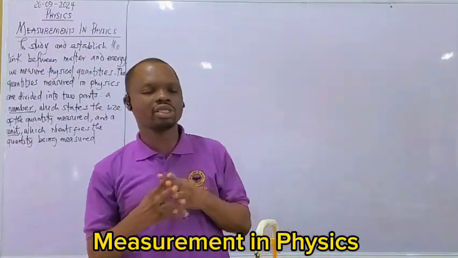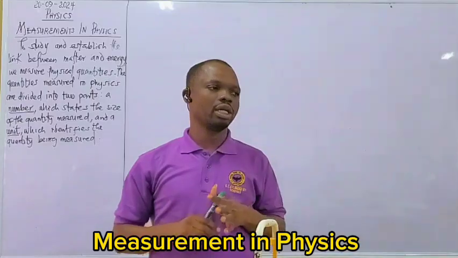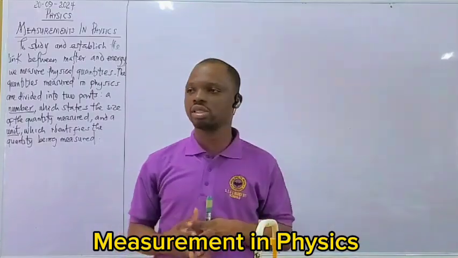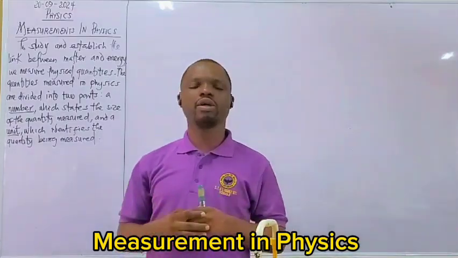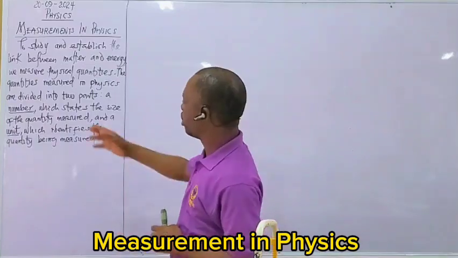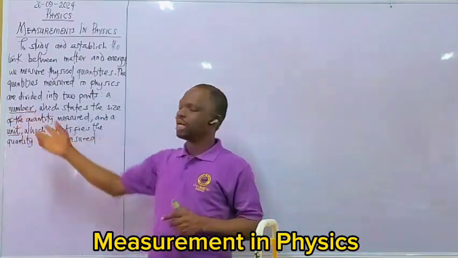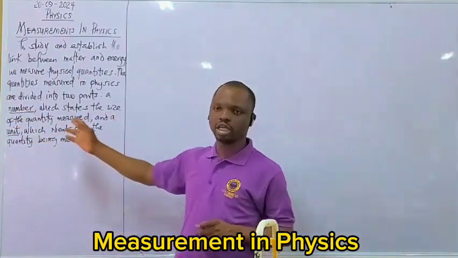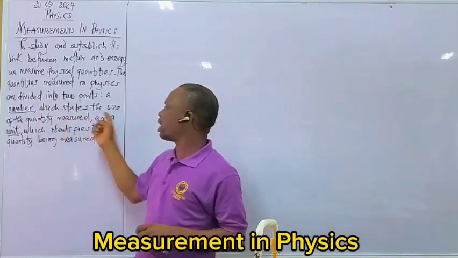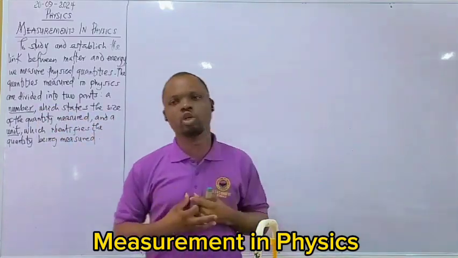Now, a physical quantity has two parts. When we talk about physical quantities, we have two parts. The first part is a number, and the other part is the unit. The number states the size of the quantity measured.